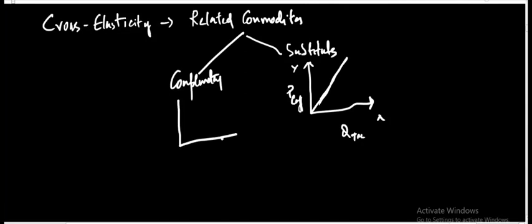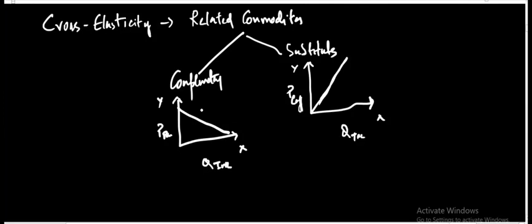In case of a complementary good, say for example, we take price over here and the quantity here. Suppose I'm taking two complementary goods, the quantity of ink and the price of pen. So in this case I will get a downward sloping graph. We have already talked about this.